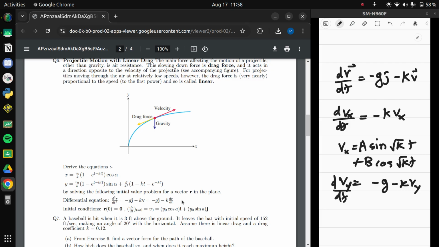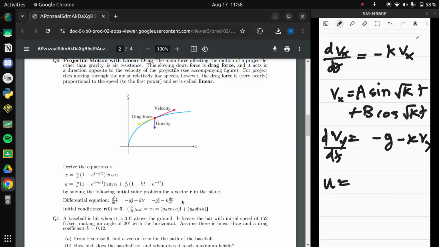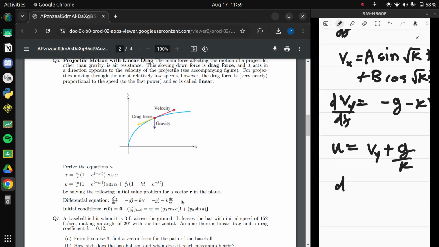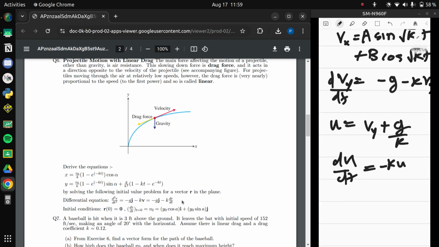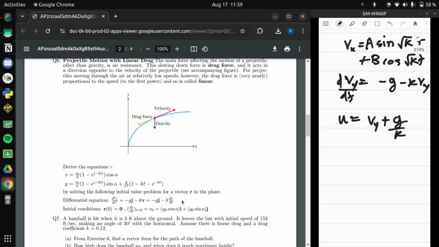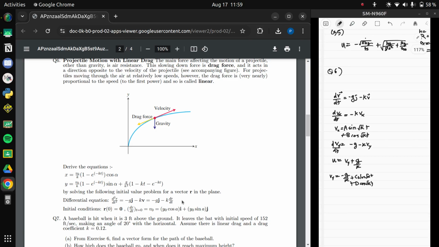I'm not seeing this in, am I? What should I do? Oh, I can just call this w, so w, not omega. Let's call this thing u, which is vy plus g by k, so it just becomes du by dt equal to minus k u. So u will be something like that, which means vy is just minus g by k plus c sine of square root kt plus d cosine of square root of kt. Cool. That is the thing, I guess.